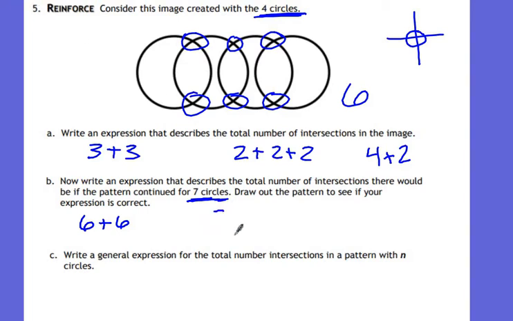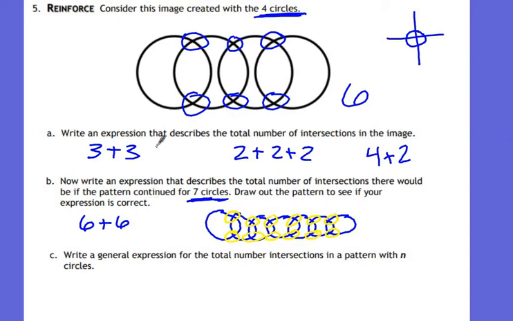So 1, 2, 3, 4, 5, 6, 7 circles. And get this different color. Let's see, 1, 2, 3, 4, 5, 6. Ooh, I was right in my guessing. Then 6 on the bottom. So this expression could work out in my favor. Pretty good guesser.